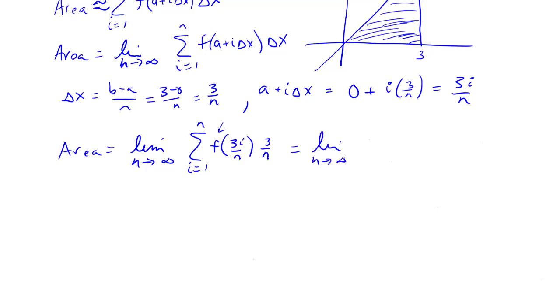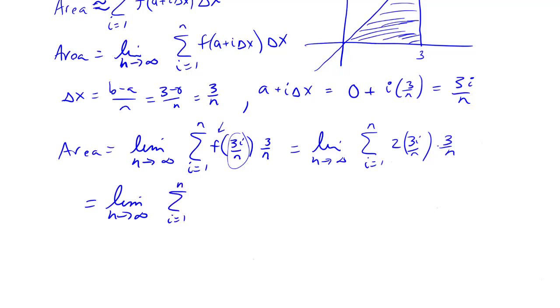So what does that mean? Well, that means that if we're doing this summation, i equals 1 to n, f is 2x. So I'd really just be doing 2 times this thing. So I get 2 times 3i over n, and I still have the 3 over n as the delta x. So I get the limit as n goes to infinity, the sum i equals 1 to n. And so what did I get all in there? I get 2 times 3 times 3, so I get 18i over n squared. All right, so if we just evaluate that, we'll get our area.